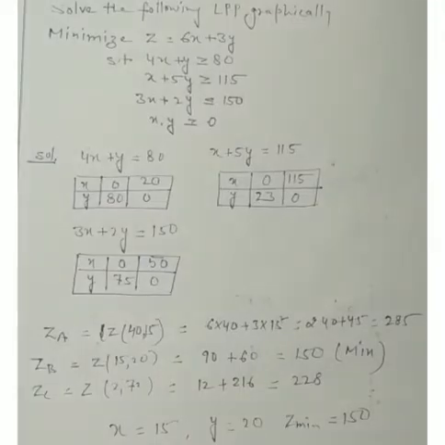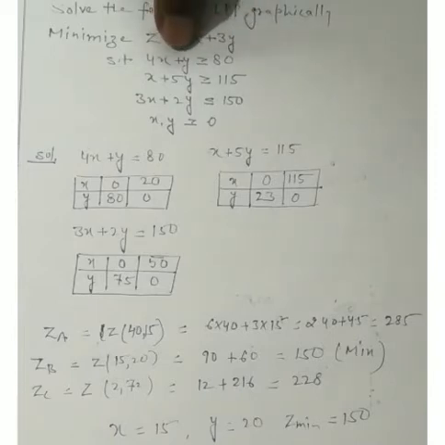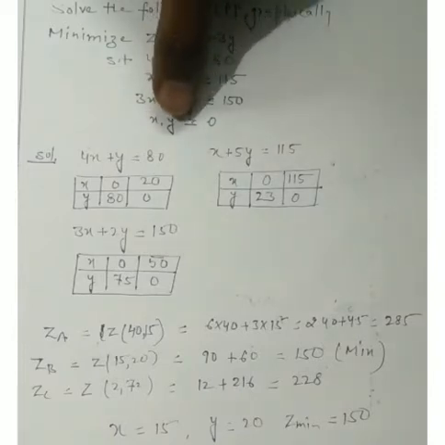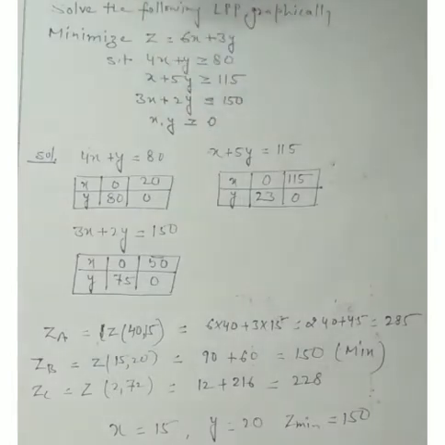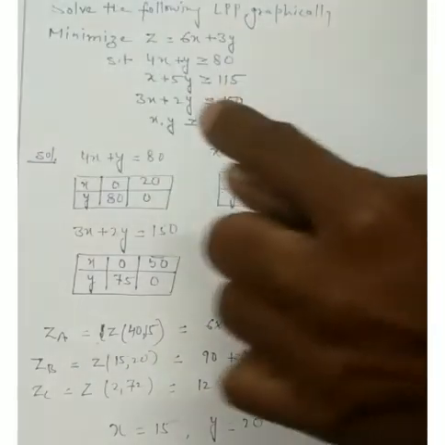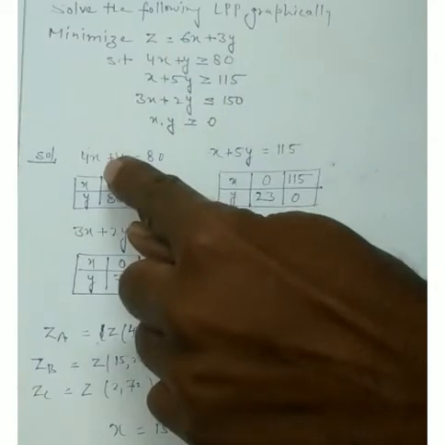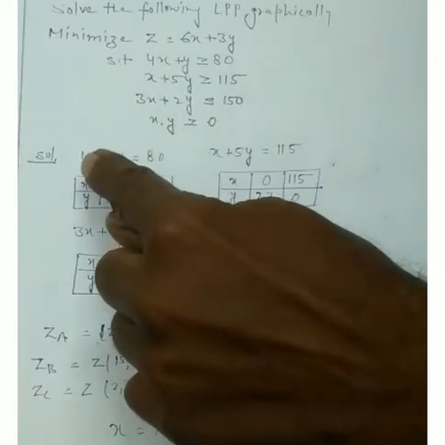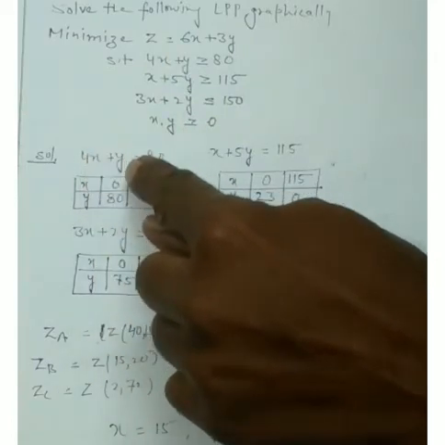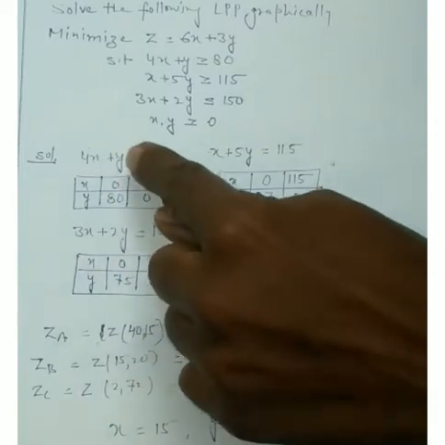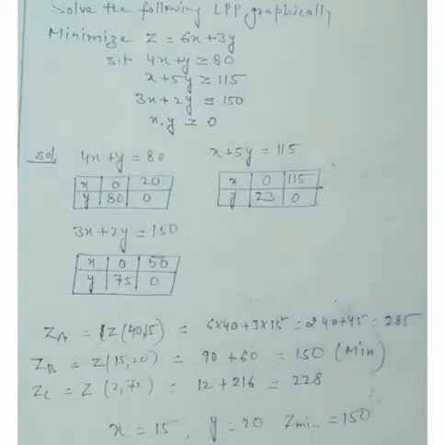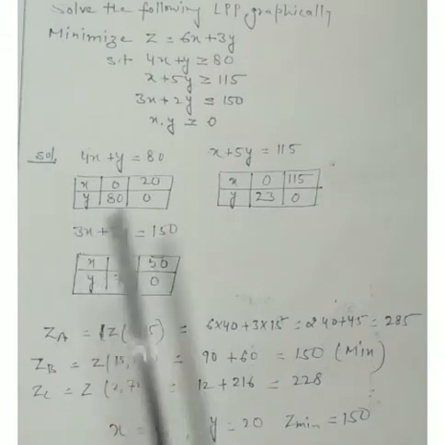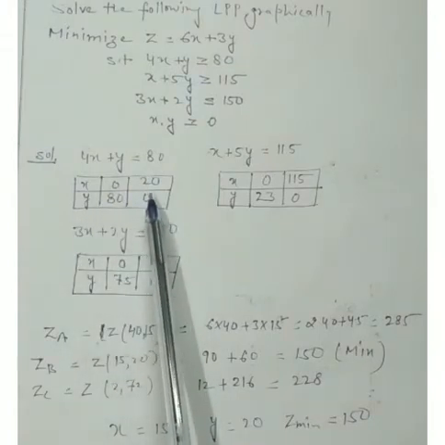Now we take another problem. Minimize Z equal to 6x plus 3y subject to these 3 constraints and non-negativity restrictions. First we take the first constraint equal to 0. We put x equal to 0, y obtained is 80. Then we put y equal to 0, x is 20. So this is the table for the first constraint.